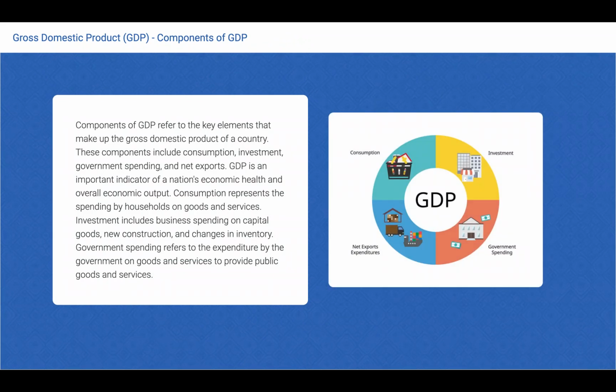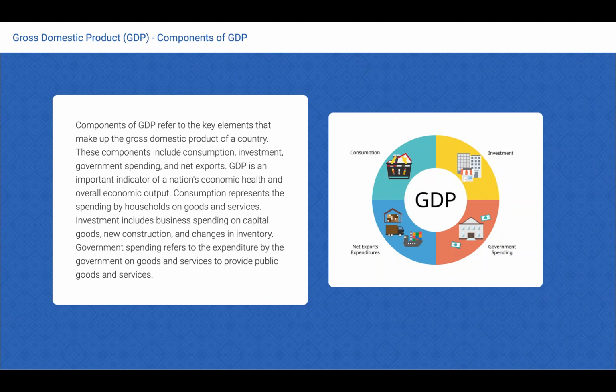Components of DIPT refer to the key elements that make up the gross domestic product of a country. These components include consumption, investment, government spending, and net exports. DIPT is an important indicator of a nation's economic health and overall economic output.